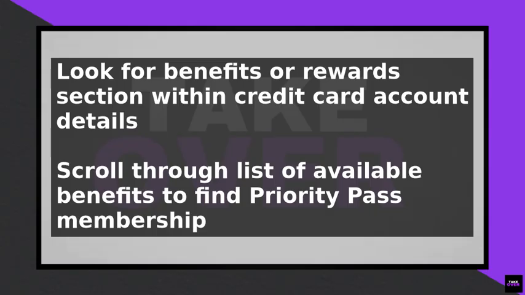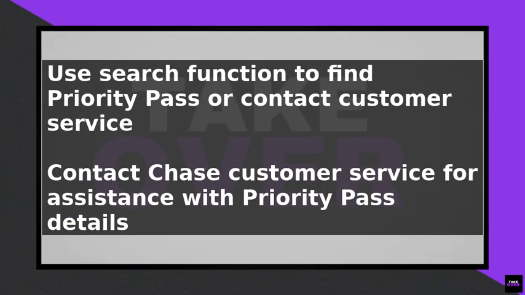are entitled to. If you are having trouble locating the Priority Pass details within the app, try using the search function to look for Priority Pass or lounge access. You can also contact Chase customer service directly for assistance. They will be able to guide you through the process and provide you with the information you need.